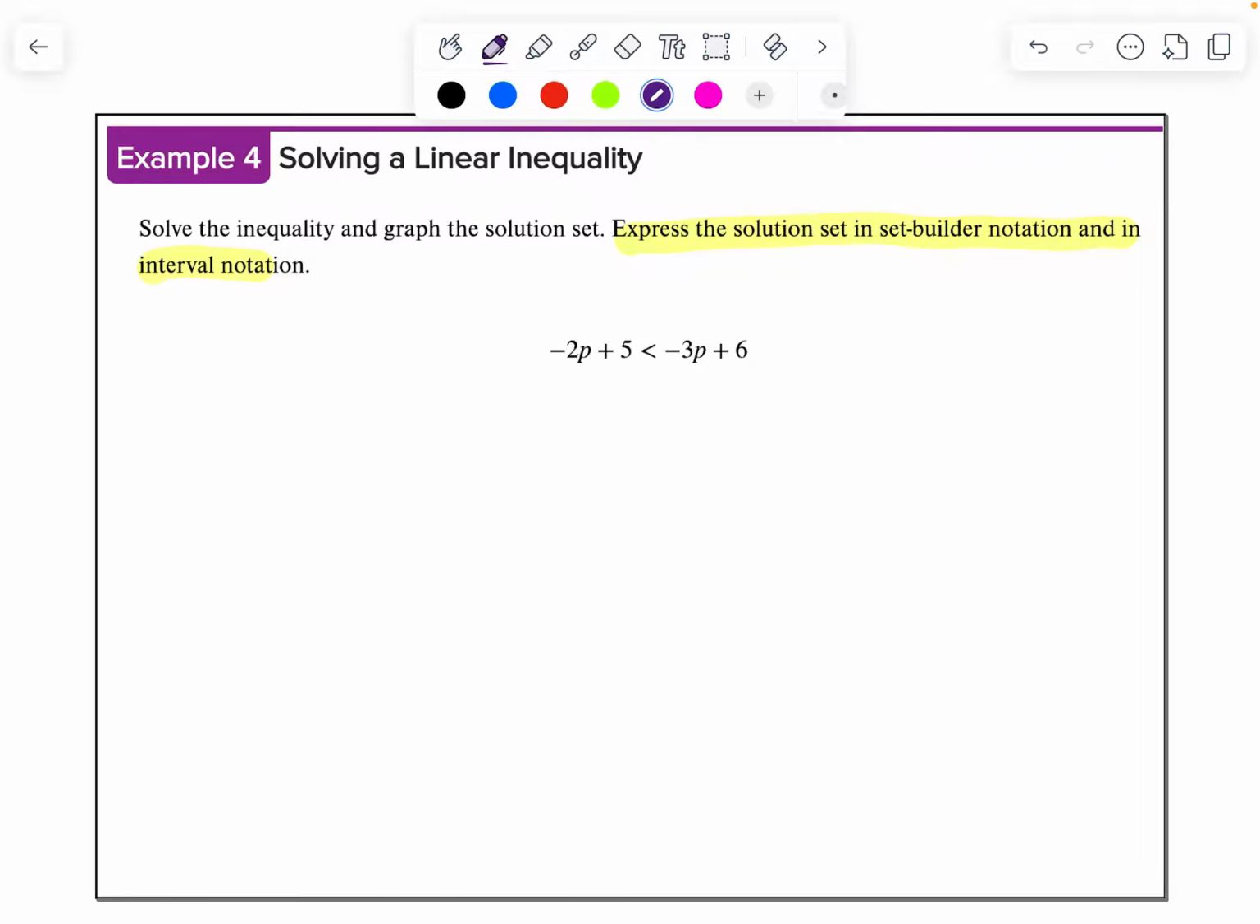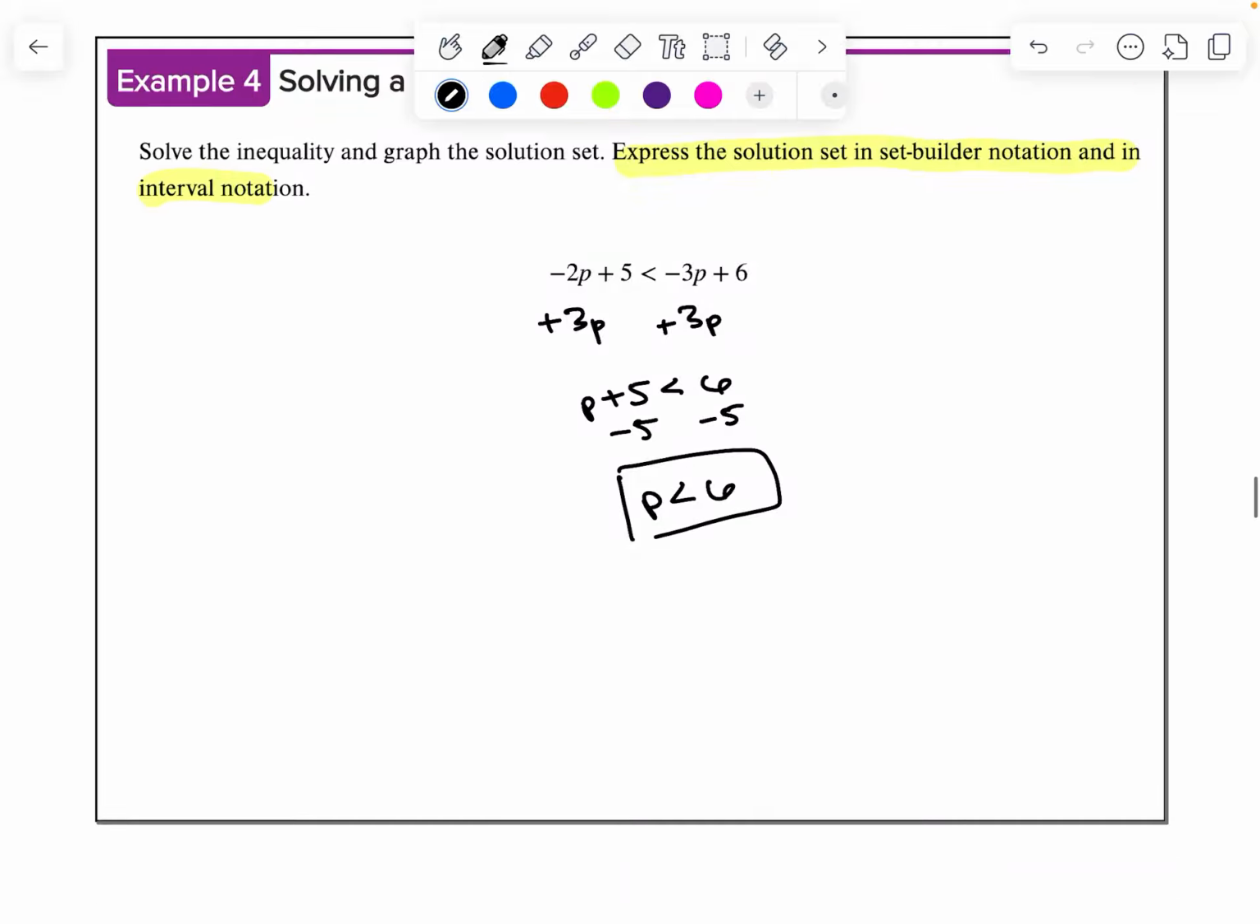All right, so if this was an equation, the first thing we do is try and collect our p's. So I'm going to say plus 3p. That leaves me with p plus 5 less than 6. Subtract the 5. That leaves me with p less than 6. Notice I left this sign alone the whole way through. There's only one situation in which you need to change that, really. I'm going to tell you when to change that in a minute.